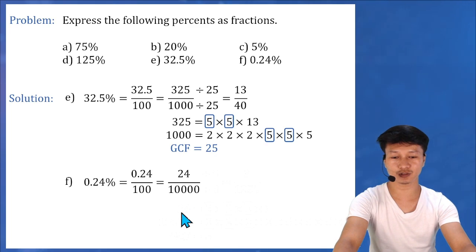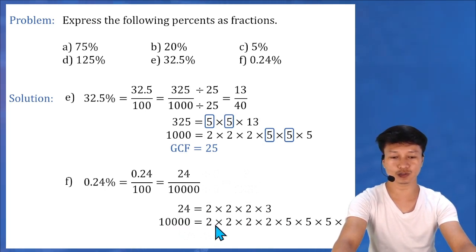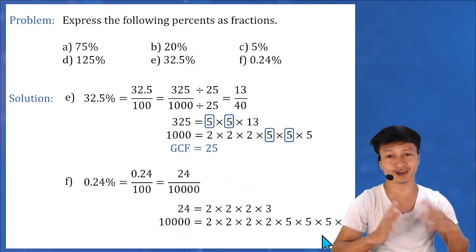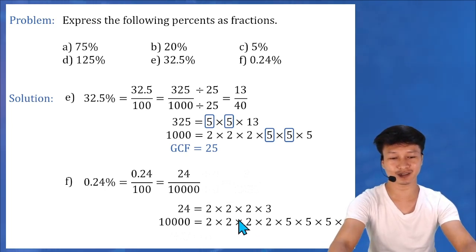Kaya, express natin yung 24 as the product of its prime factors. So, we have 2 times 2 times 2 times 3. Tama ba? So, 2 times 2 is 4 times 2 is 8 times 3 is 24. Okay. And then 10,000 is equal to 2 times 2 times 2 times 2 times 5 times 5 times 5 times 5. You can verify kung talaga bang 10,000 yung product nitong prime factors na to. But I'm sure na 10,000 yung product nito kasi dinouble check ko na yan.